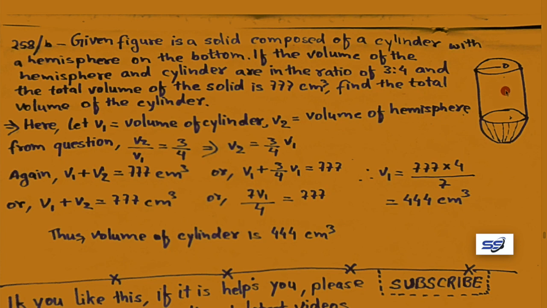Now this is our figure. In the figure provided, using all these things we will find the requirement of the question. Now let V1 equal volume of cylinder. This one is our cylinder, the uncolored part is our cylinder. Let V2 equal volume of hemisphere. Now this one is the added part here. This is the hemisphere.